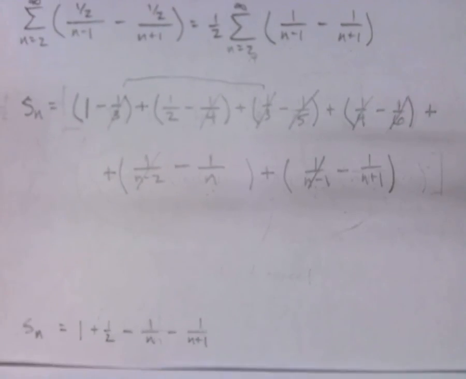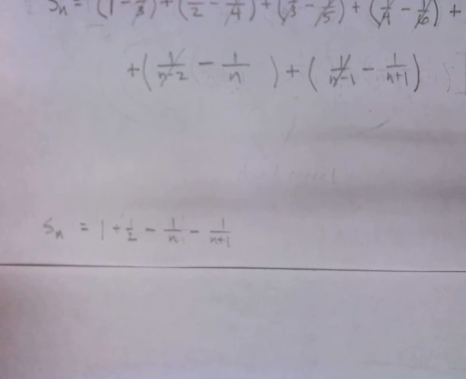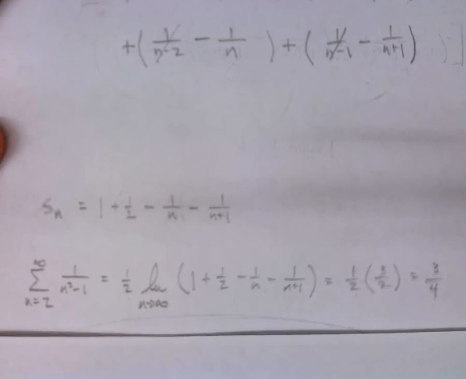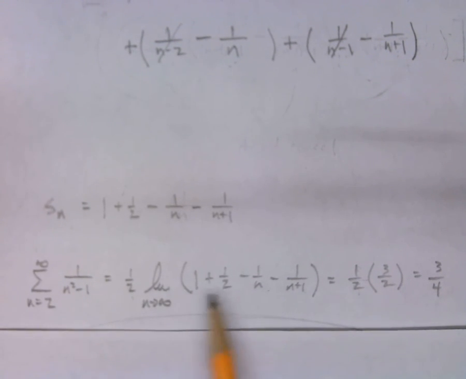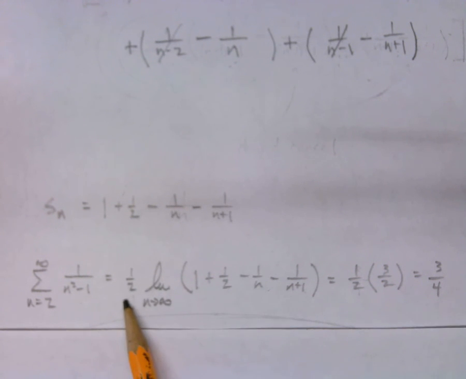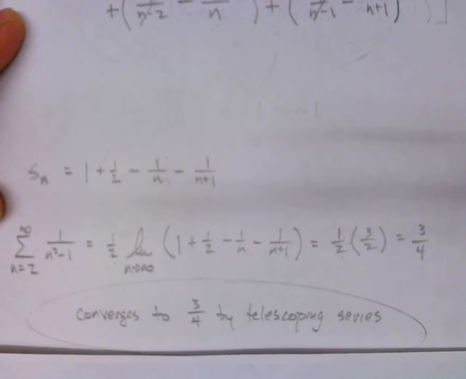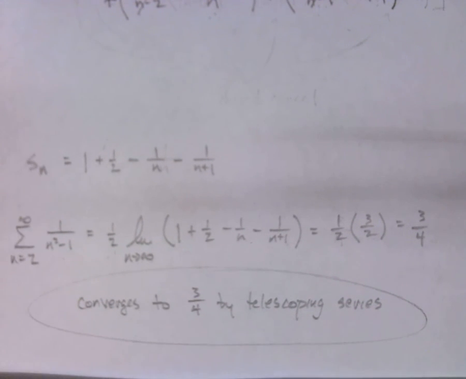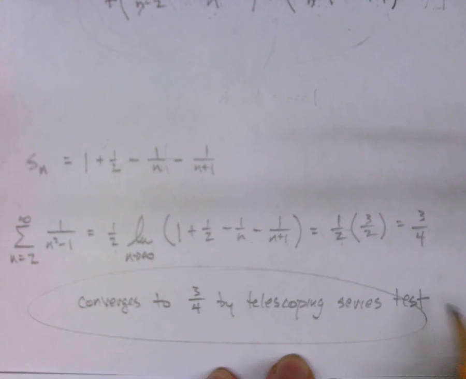I figured out the pattern and how this thing collapses. All I got to do is take the limit of my nth partial sum. So I'll say the entire series, all those terms add up to this limit. Of course, I need to multiply by 1/2, that 1/2 from earlier. Well, what's going to happen here? As n goes to infinity, that goes to 0, that goes to 0. All I've got is 1 plus 1/2. 3 over 2 multiplied by my 1 over 2, 3/4. There's my answer. This thing converges to 3/4 by the telescoping series test.